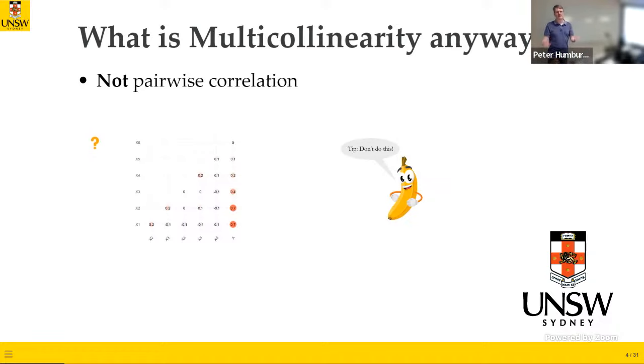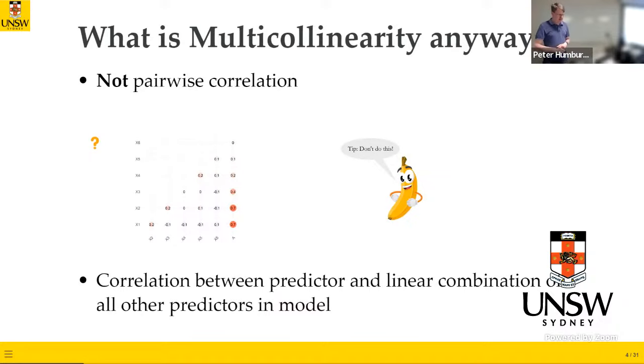And you shouldn't really do that, because multicollinearity is not the same as pairwise correlation. So this is not a good way to check. What it is, is correlation between a predictor and a linear combination of the other predictors in the model. Right? So this is not just two variables, it can be lots of variables, depending on how complex your model is. And specifically, we are talking about the predictors in your model, not just any variables, just the predictors in your model.